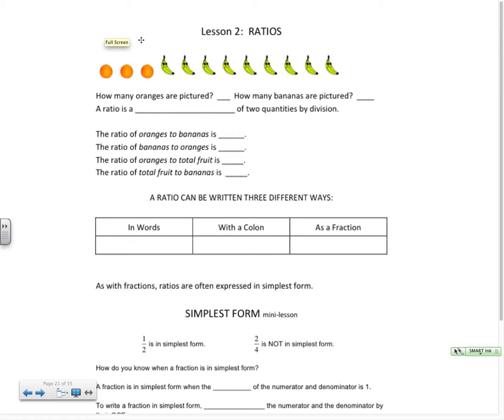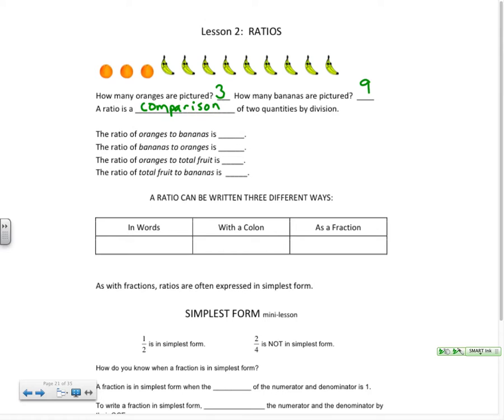Ratios. So we've done a lot of investigating with ratios. So let's take a look at how we work with ratios. Let's take a look at the picture. How many oranges are pictured? You can count them. There are 3. How many bananas are pictured? If you count them, there are 9. So we've just compared 2 different quantities. So a ratio is a comparison of 2 quantities by division.